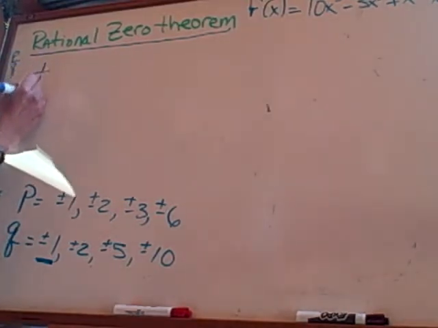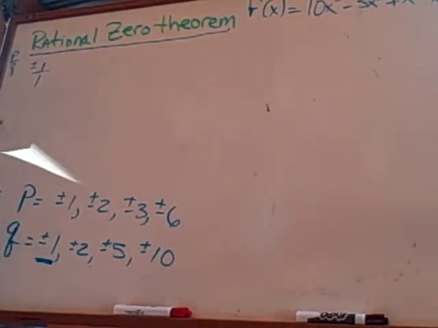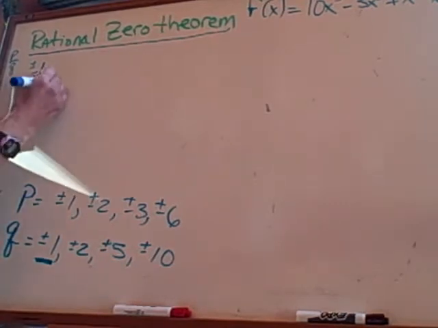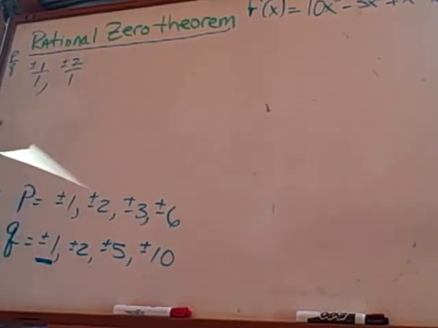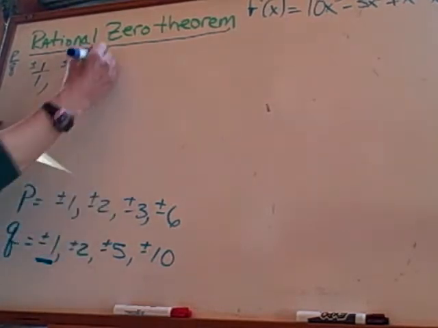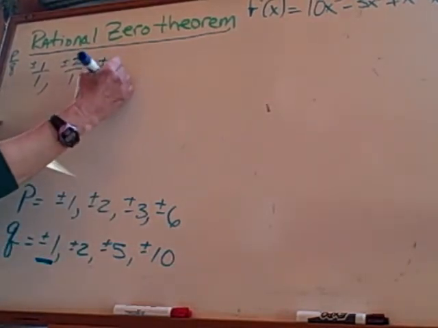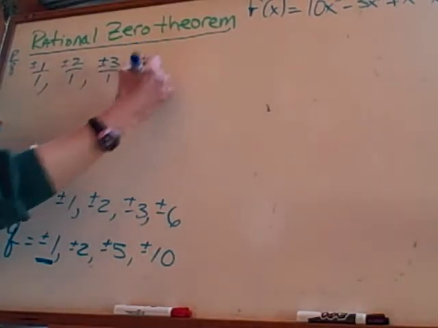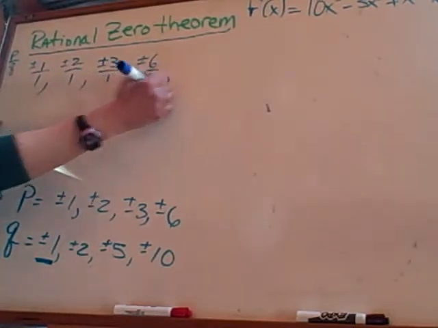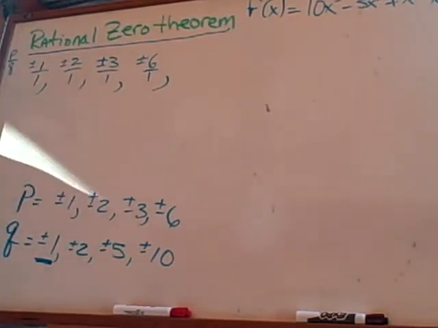1 over 1, and I'm just going to put plus or minus up here at the top. And then I'm going to have plus or minus 2 over 1, and then plus or minus 3 over 1. What would my next one be? Plus or minus 6 over 1. Okay, I'm going to quit putting commas in between each one and just do commas in between the sections. All right, so I took care of this one.